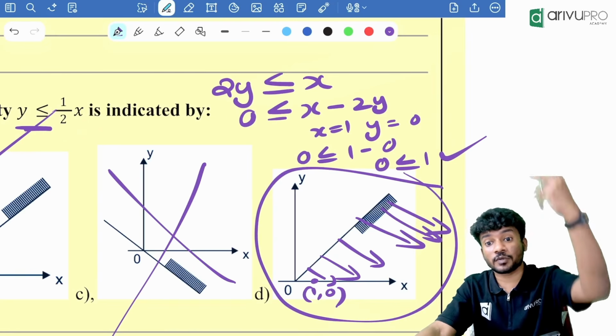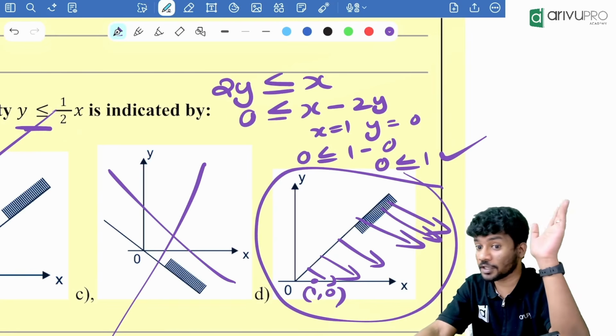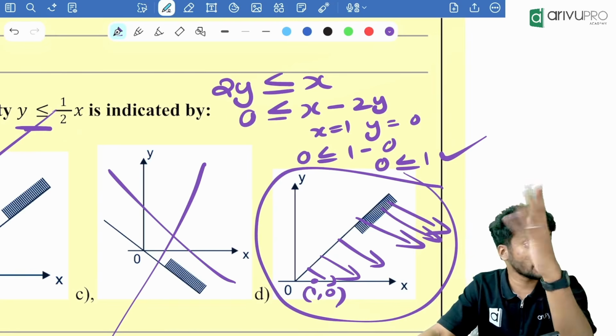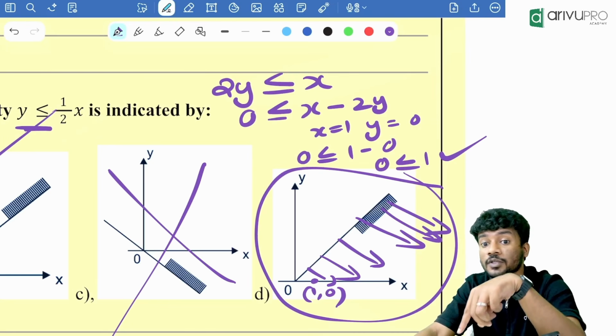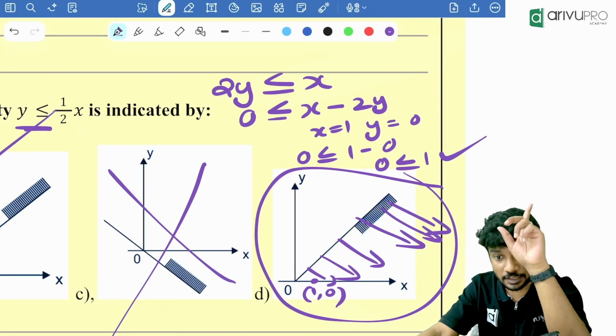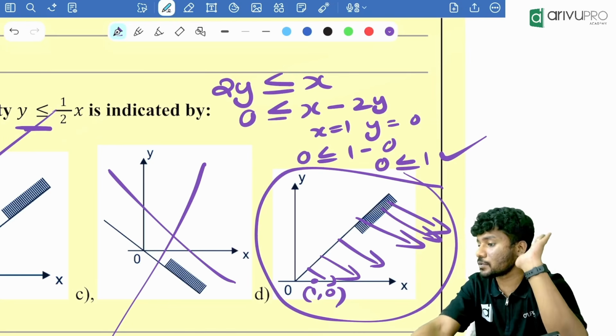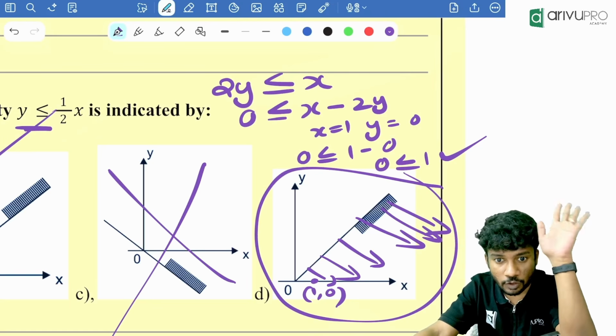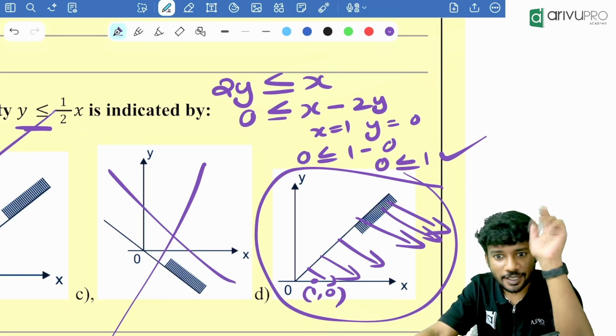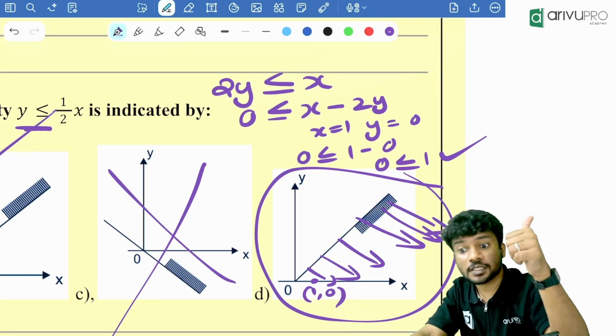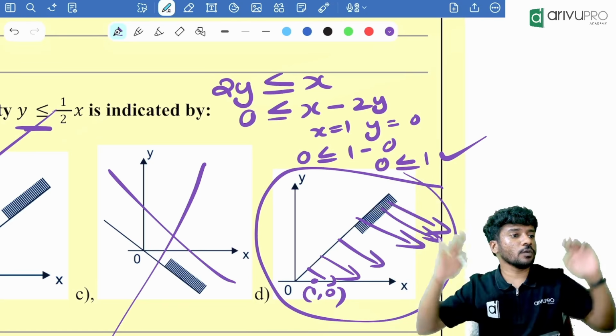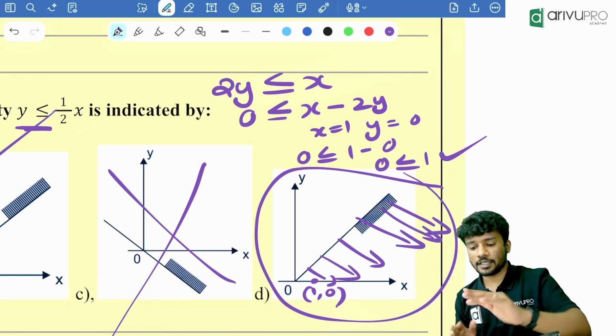Don't think that whenever the greater than sign comes into the picture, it will always be away from the graph or towards the graph. Don't think that. Sometimes you will go wrong with that thinking. Always do assumption and go about it. You will never go wrong. Okay? Got it? Yes. If so, the basics are completed.